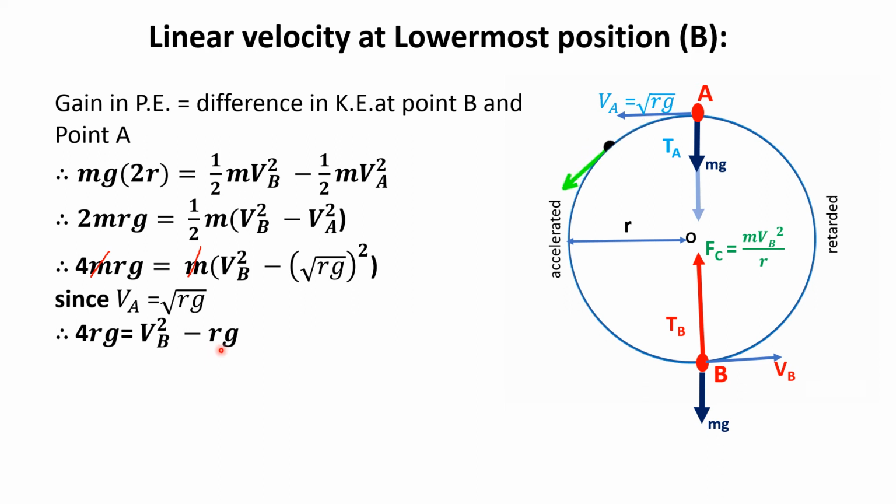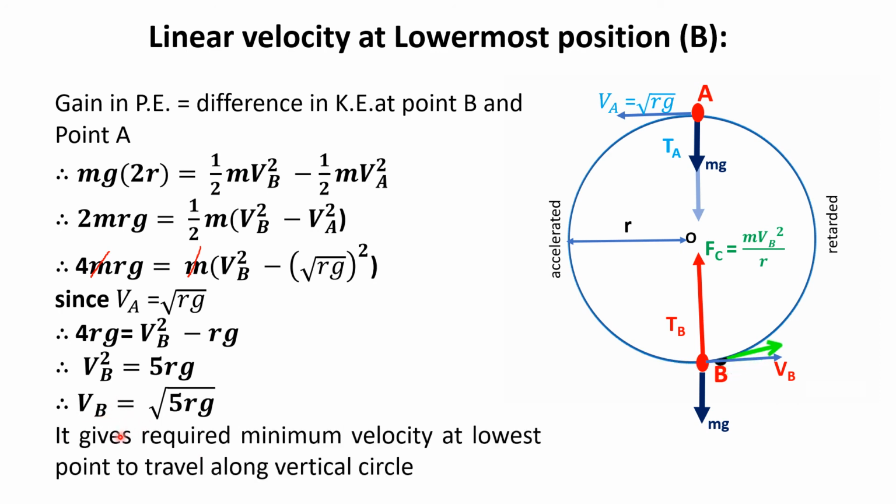So the Rg factor from the right hand side will move towards the left hand side and get added, and we get the equation as Vb square is equal to 5Rg. Hence, rearranging the terms, we get the equation as Vb is equal to square root of 5Rg. It gives the required minimum velocity at the lowest point B to travel along a vertical circle.